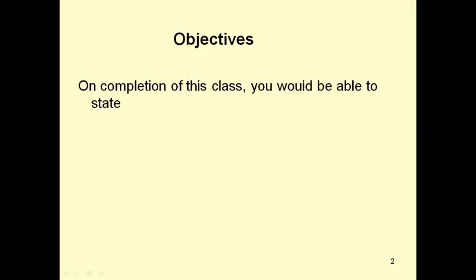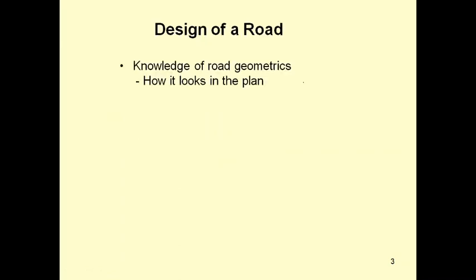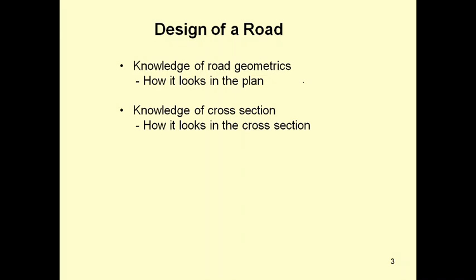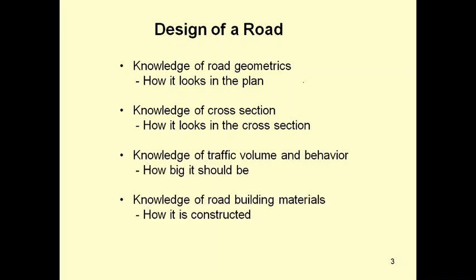Objectives: on completion of this class you will be able to state the road structure and its cross section, the functions of various component parts of a road, and the design of a road. That includes knowledge of road geometrics, how it looks in the plan; knowledge of cross section, how it looks in the cross section; knowledge of traffic volume and behavior, how big it should be; and knowledge of road building materials, how it is constructed. So these are the basic principles for the design of a road.